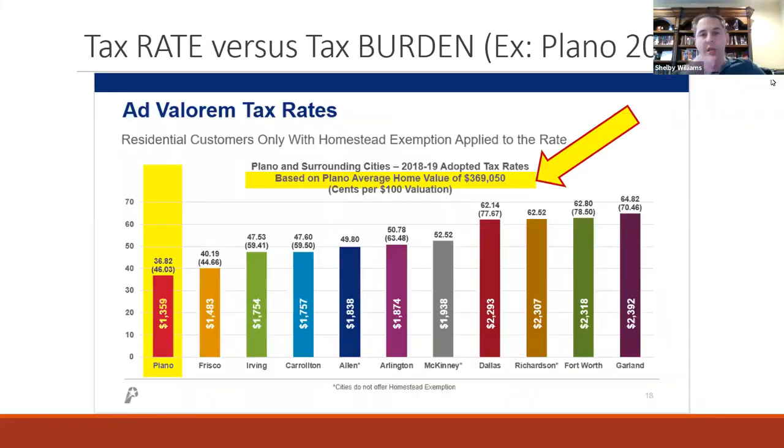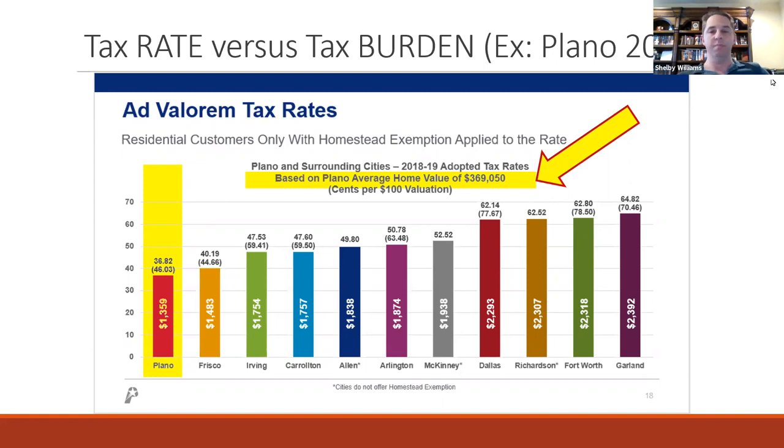So here's a chart which shows that the rate against the home value matters a great deal. So look at the highlighted parts of this. It shows Plano at the bottom with the comparative tax rate against, look at the highlighted part in the middle, based on Plano's average home value of $369,000. So what this is doing is it's taking Plano's tax rate and comparing it to other cities, assuming that those cities also had Plano's average home value.